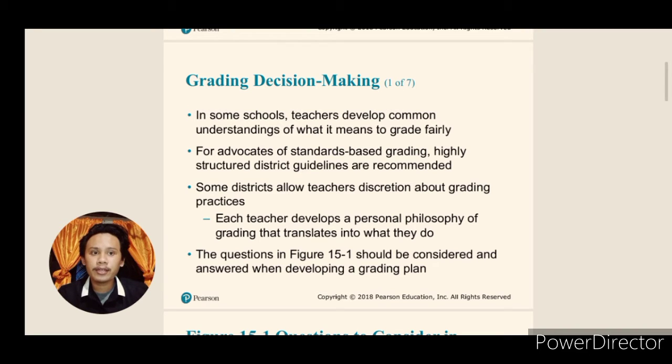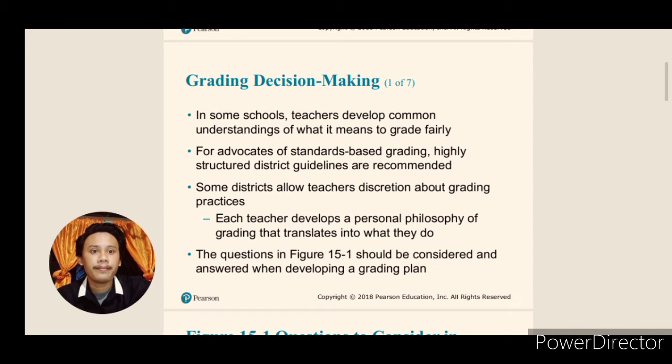Some districts allow teachers discretion about grading practices. Each teacher develops a personal philosophy of grading that translates into what they do. So there are also some teachers who follow their own strategy or guidelines on how they grade their students.